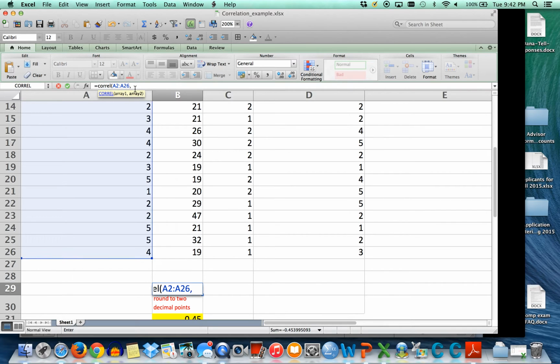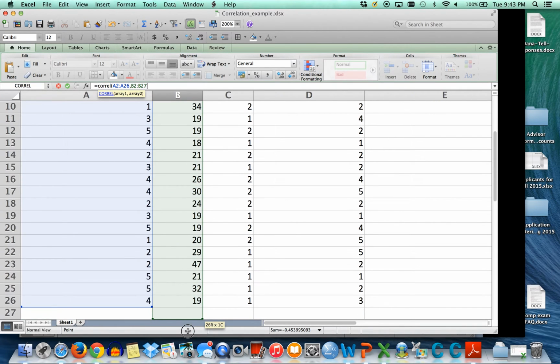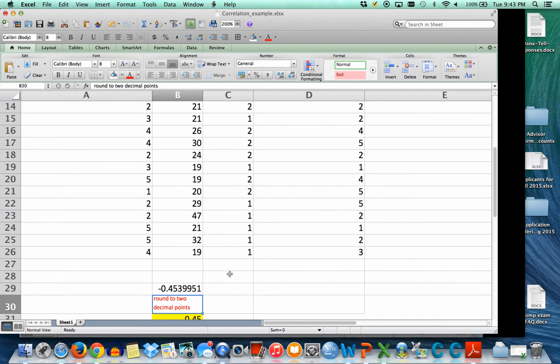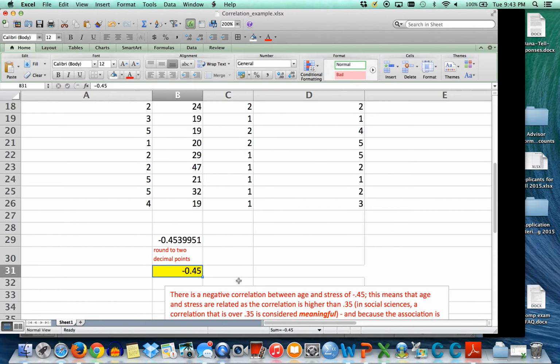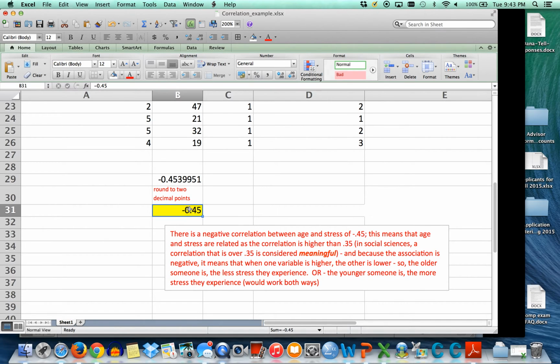And then add a comma and highlight the second array of numbers. And then you'll add the closed parentheses and hit enter. And that actually gives you the correlation between those two variables, which is negative 0.45. We're always going to round to 2 decimal points. And so you would report a negative 0.45.